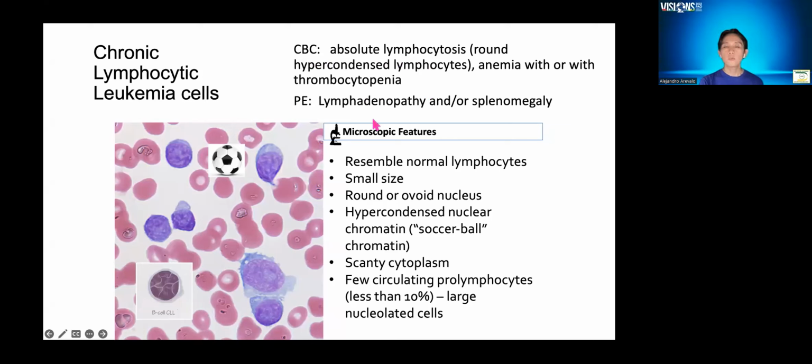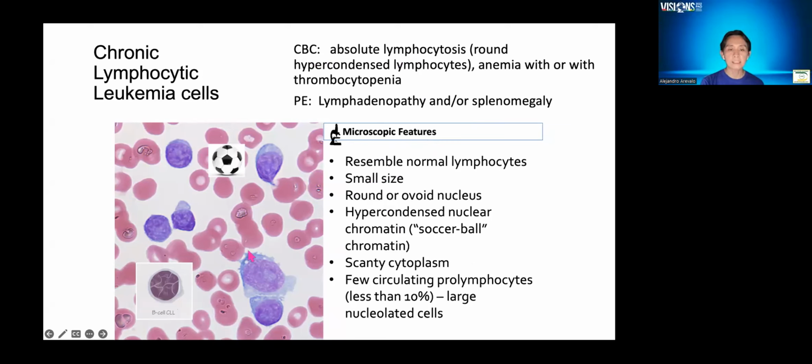On physical exam, you might be able to appreciate cervical lymphadenopathy and splenomegaly. But for the microscopic features, oftentimes they resemble normal lymphocytes. They are small in size. As mentioned, the chromatin pattern is hypercondensed, similar to a soccer ball, as you can see here. So you have dark areas alternating with light areas.